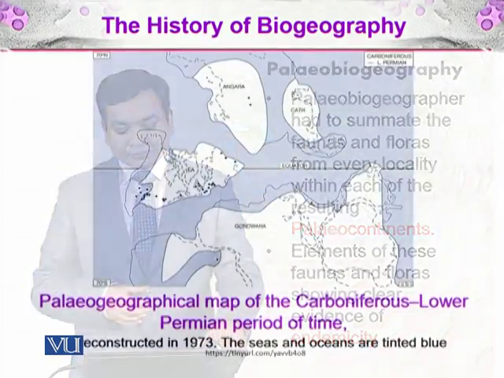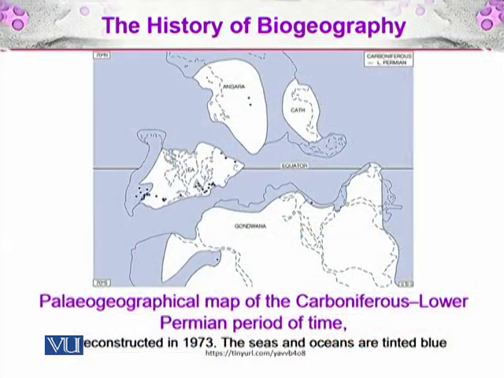Here you can see the paleogeographical map of the Carboniferous to Lower Permian period as constructed in 1973. The seas and oceans are tinted blue. Here you can see Angara, Kathaysia, and Gondwana. These are the different parts of the Pangea which had split at that time, in the Carboniferous and late Permian period, and you can see how they were different. There is some fossil evidence that can be shown in the same stretches of land even today.